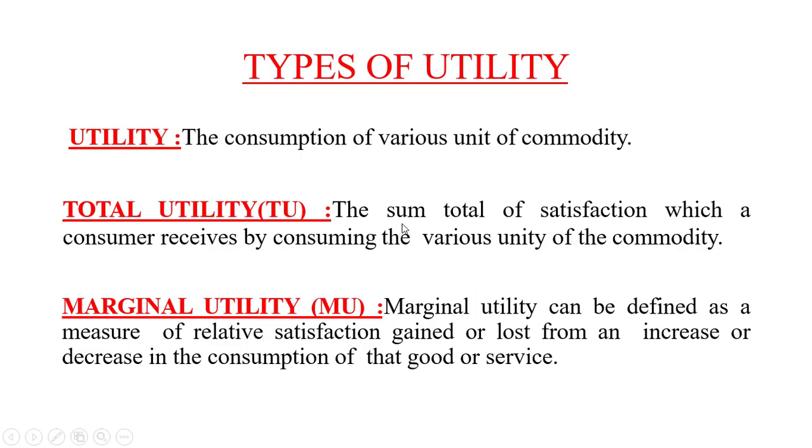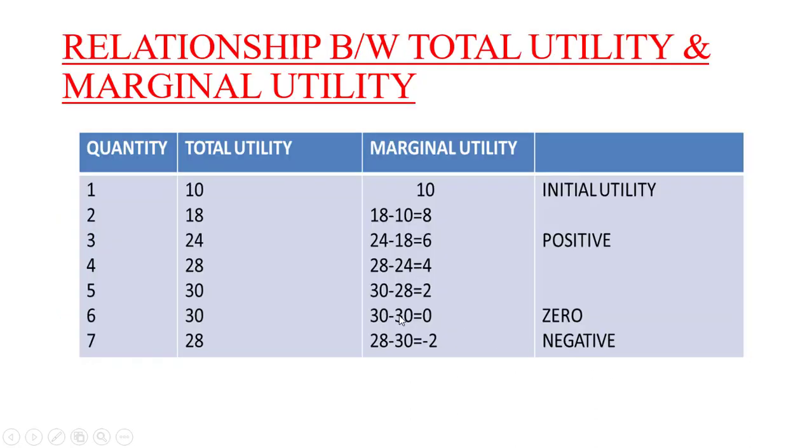The total utility is the sum total of satisfaction which a consumer receives by consuming the various units of the commodity. It should not be unity, it should be units of the commodity. That means the total sum of satisfaction is known as total utility. What is marginal utility? Marginal utility can be defined as a measure of relative satisfaction gained or lost from an increase or decrease in the consumption of that goods or services. Now, marginal utility will be clearer to you in the next slides. Let's just discuss that. So this table I have already discussed with you. Hope it is clear to you.